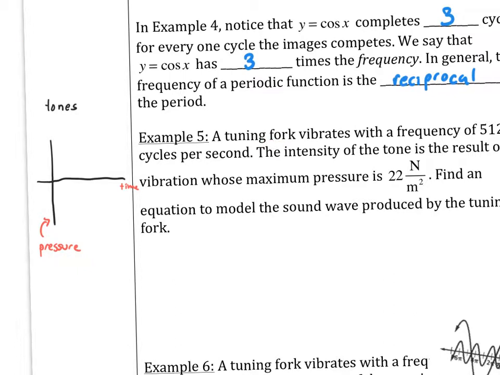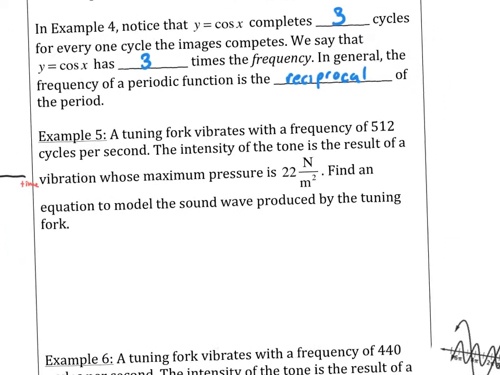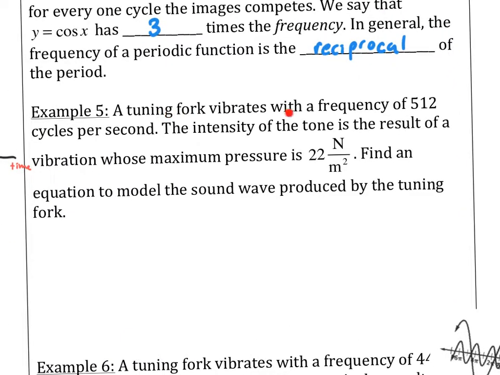So one tuning fork will always have the same wave in terms of frequency, but it might have a higher amplitude based on pressure applied. So a tuning fork vibrates with a frequency of 512 cycles per second. The intensity of the tone, and we could actually think of intensity as amplitude of the tone, is the result of a vibration whose maximum pressure is 22 newtons per square meter. Find an equation to model the sound produced by the tuning fork.